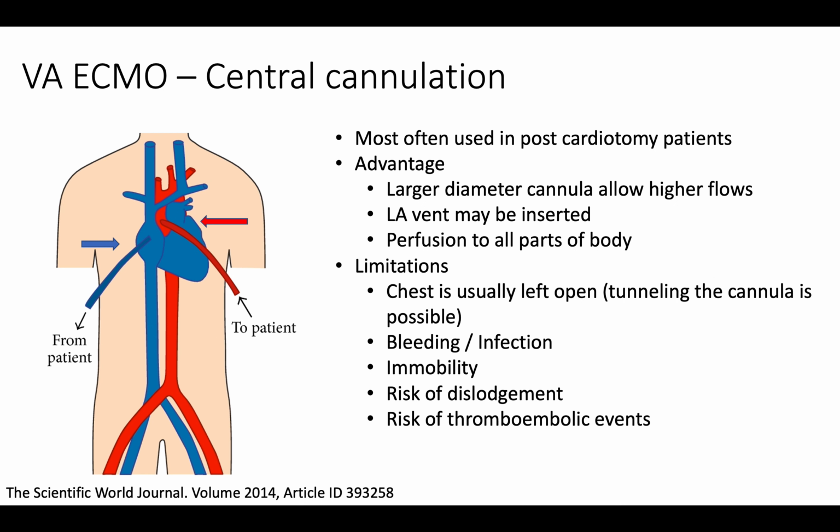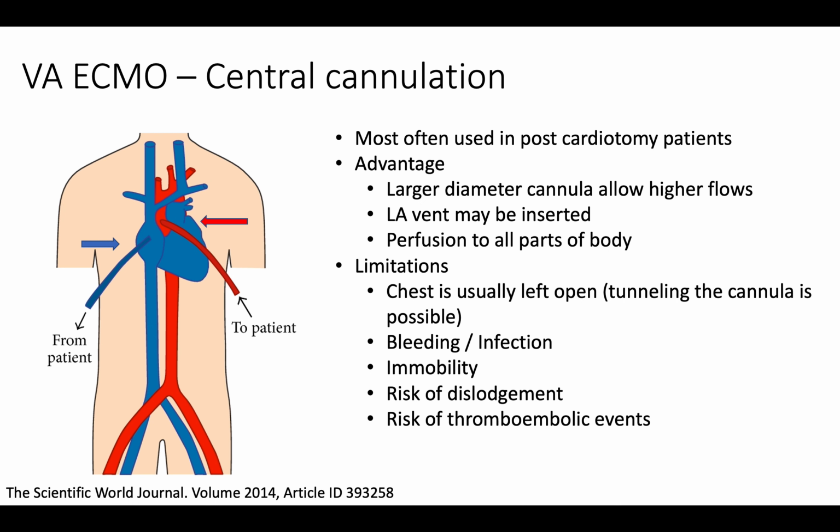You can insert cannulas for VA ECMO by central or peripheral approach. Central cannulation is when the cannulation is done through a sternotomy. Usually, this approach is used in postoperative cardiac surgical patients. The venous cannula is inserted into the right atrium and the arterial cannula into ascending aorta. Surgeons often use the same cannulas used for bypass during the surgery.